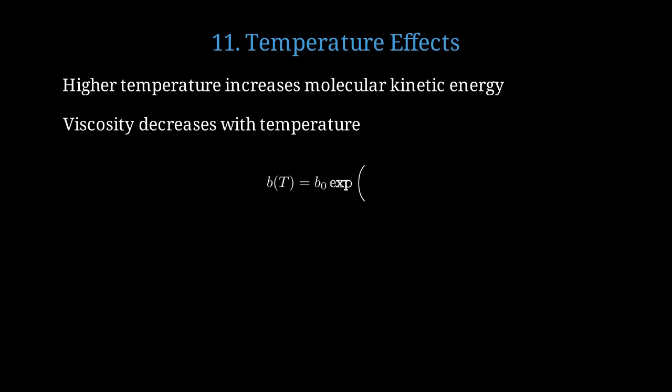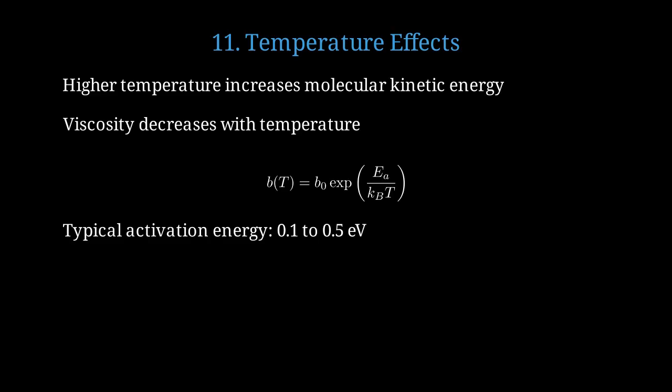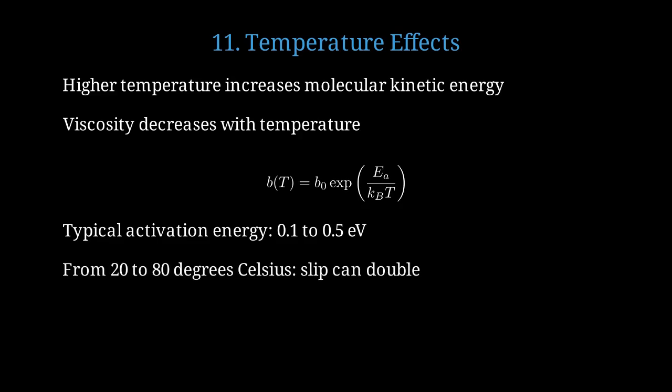The slip length typically follows an exponential temperature dependence, where EA is an activation energy and KB is Boltzmann's constant. For water on hydrophobic surfaces, activation energies typically range from 0.1 to 0.5 electron volts. Over a temperature range from 20 to 80 degrees Celsius, slip lengths can easily double or triple, significantly affecting device performance.